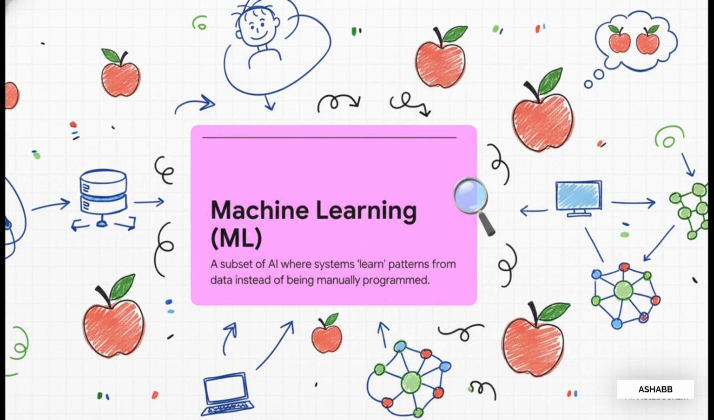It's exactly like teaching a little kid what an apple is. You don't sit them down and explain stem curvature and shades of red. You just show them a bunch of different apples, and eventually, they just get it. The machine learns from experience.